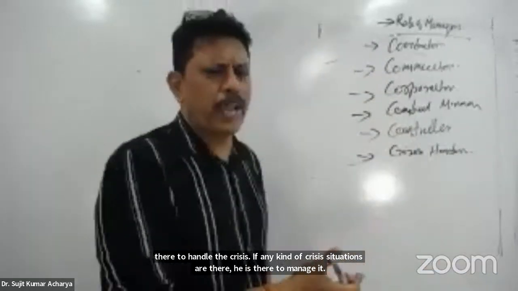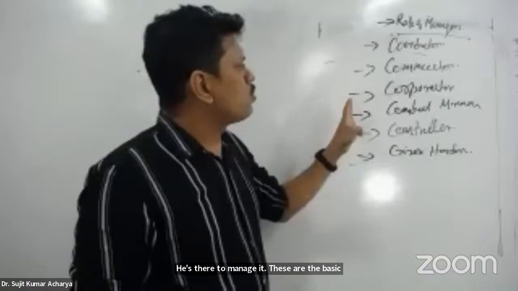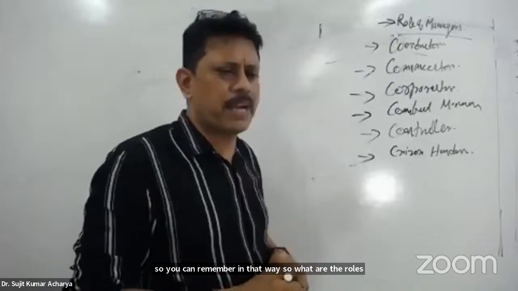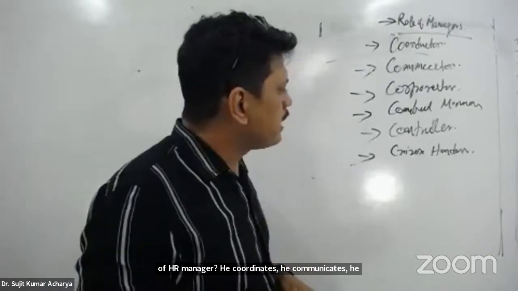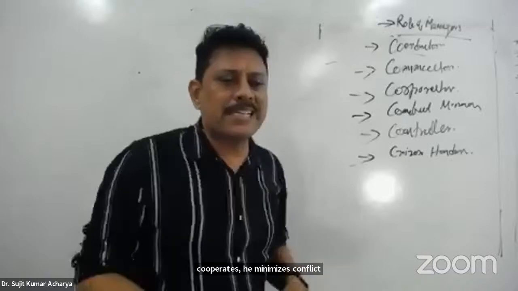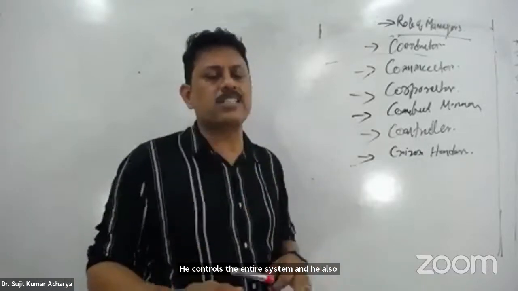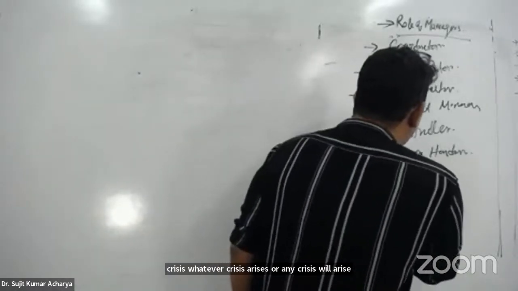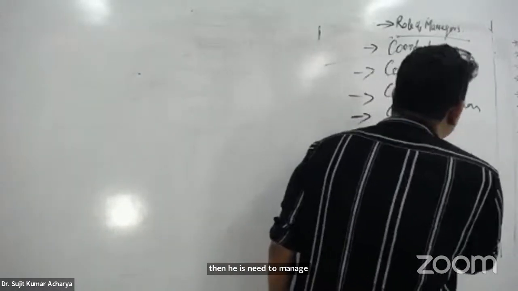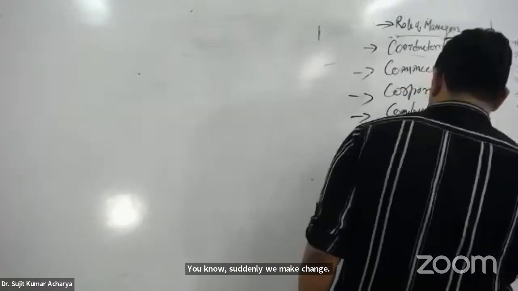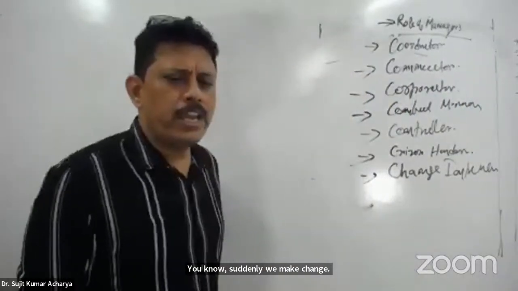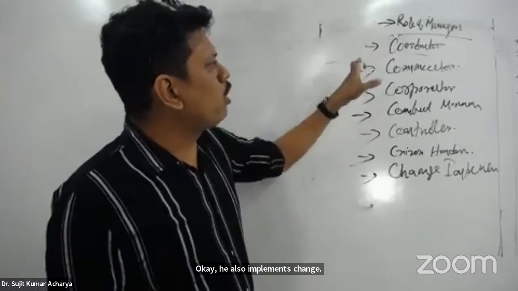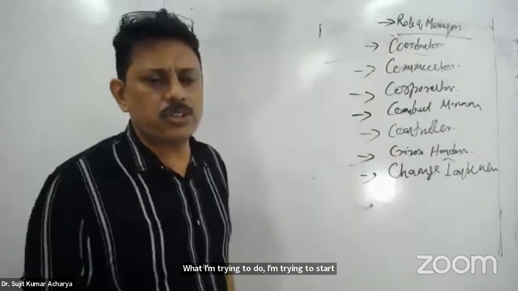These are the basic roles, so you can remember them in that way. What are the roles of the HR manager? He coordinates, he communicates, he cooperates, he minimizes conflict, he controls the entire system, and he also manages the crisis. Whatever crisis arises, he needs to manage it. He also implements change, a change implementer. I'm trying to start all those roles from the letter C so that you can remember it.